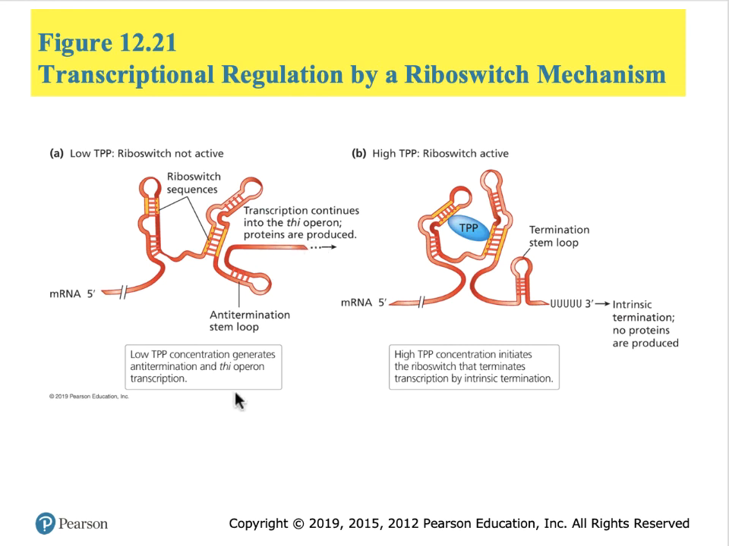However, in the alternative, when TPP is available in significant concentration, it interacts directly with the structure of the riboswitch, forming an alternative termination structure. And this hairpin loop here is known as the termination stem loop, and that has an effect on the RNA polymerase by also doing what we learned earlier in tryptophan attenuation. It tags on the RNA polymerase, causing it to fall off, and therefore limits the production of more TPP.